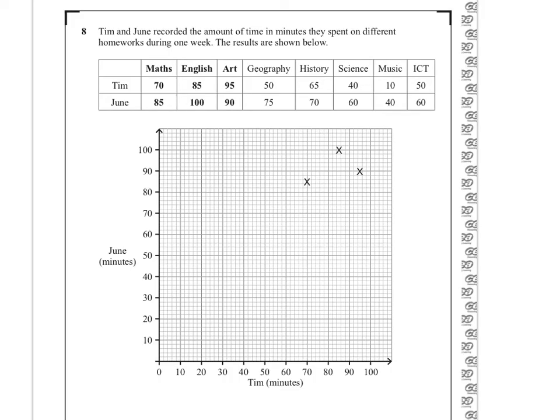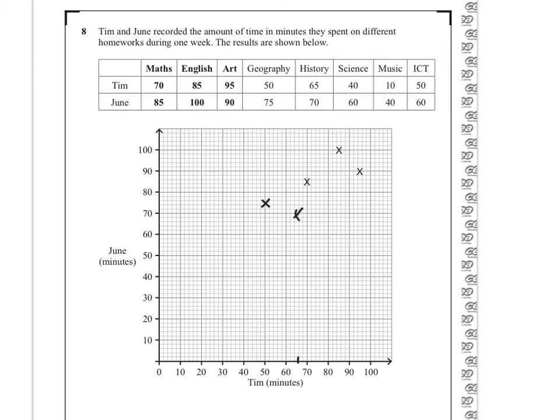First thing we're asked to do in this question is complete the scatter graph. So we need to add geography, which is at 50 for Tim and 75 for June. History, which is at 65 for Tim and 70 for June.